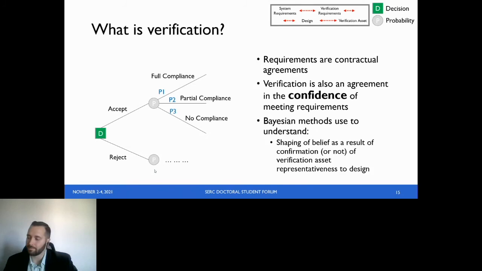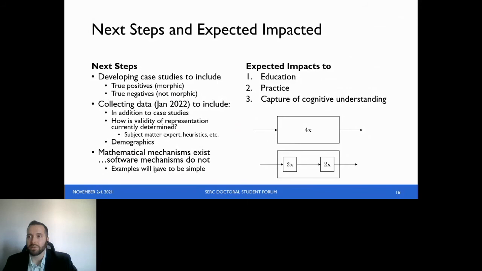And this is my last slide here, and I just want to talk about some of the next steps. I'm in the process right now of defining some use cases, some case studies where you have some true positives where the morphisms do hold and other cases where they may not hold. I'm going to start collecting this data in roughly the January time frame. And as part of collecting that data, I want to understand how we actually judge the validity right now of these verification assets to the design.